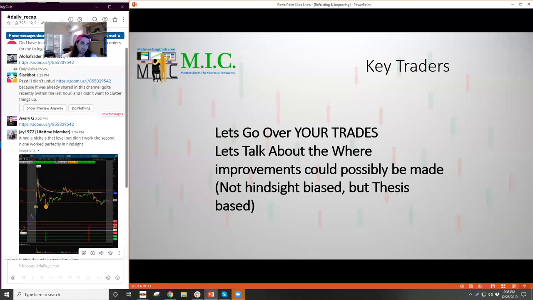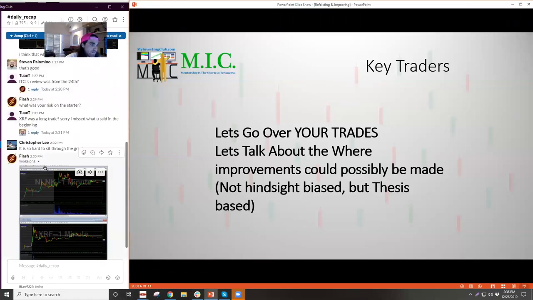The key thing here is we're not going to look at hindsight, right? We're going to look at thesis base. It's so easy to say, well, obviously you should have done this, obviously you should have done that, because once you have the hindsight, it's so easy. But we're not going to base our improvements on the hindsight. For improvements and reflection, we're going to practice going over them in direct correlation to the thesis of the trade and ask, how did you follow your thesis? That's the way to improve on a trade.